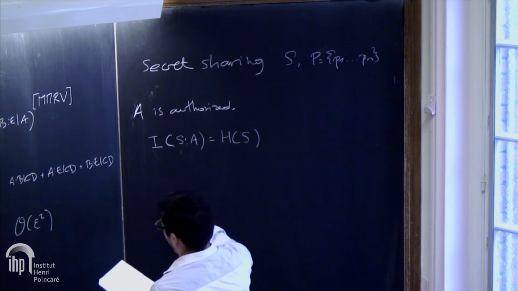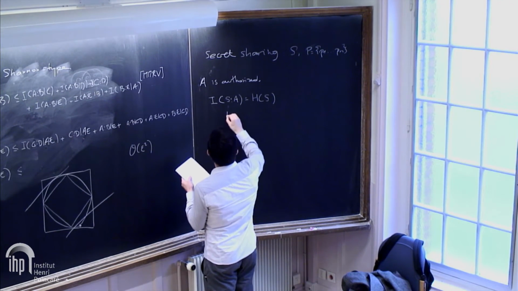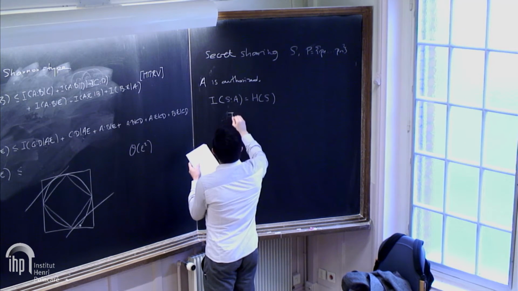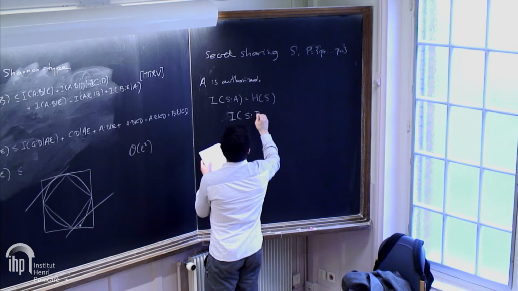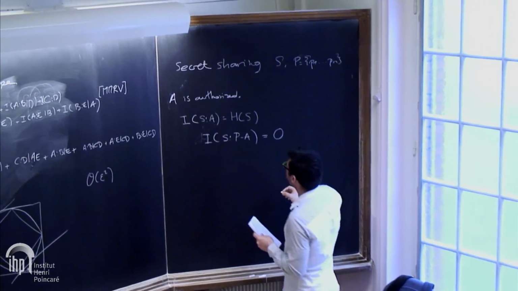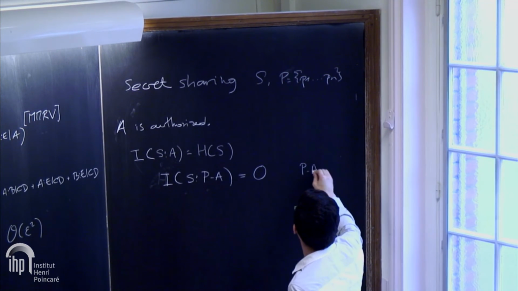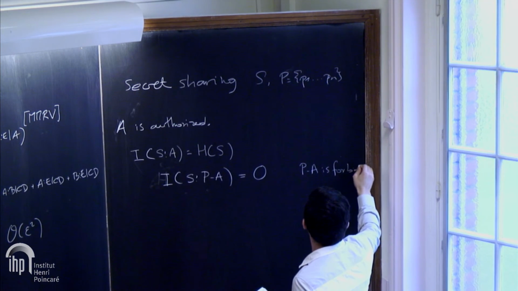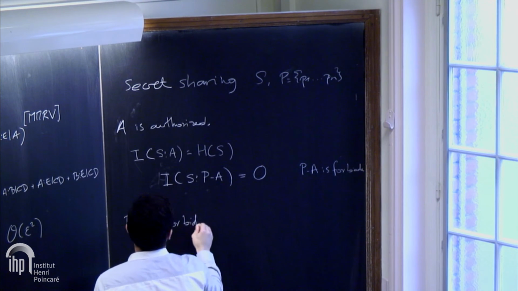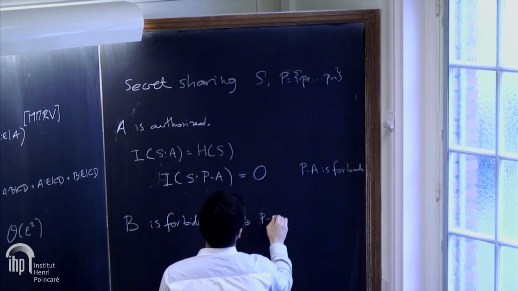So when you dualize this, I will spare the computation, but we get the information between S and P minus A, so the complement of A, is 0. So meaning that the set P minus A should not get any information on S. So P minus A is a forbidden set. And vice versa, if we have a B that is forbidden, then by some computation, we'll get that P minus B is authorized.